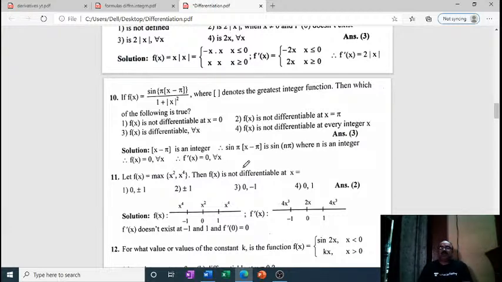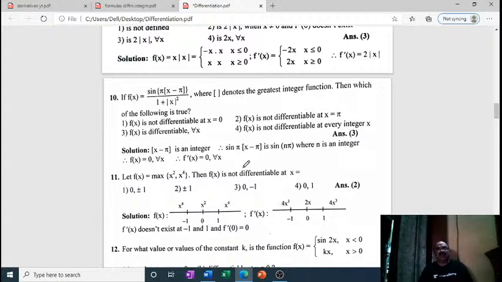Friends, I'll take you into another problem. f of x is equal to sine of pi times (x minus [x minus pi by 1 plus x]) the whole square, where [ ] denotes the greatest integer function. Then which of the following is true? The solution is there for you for support. Please have a glance at it.